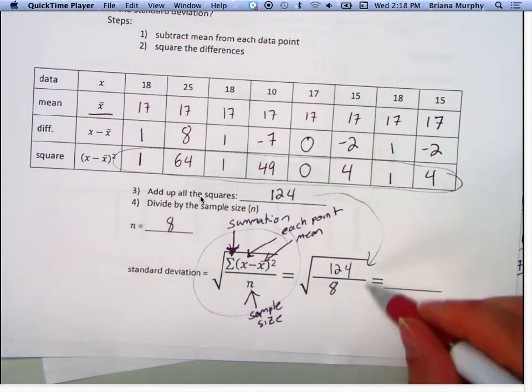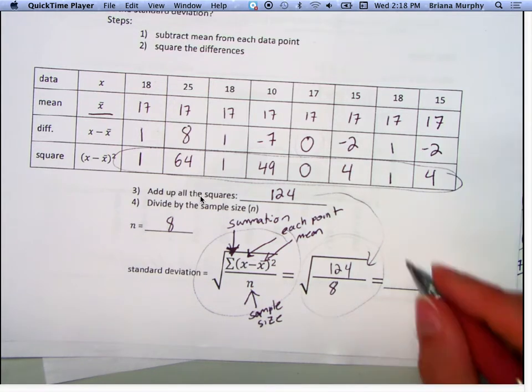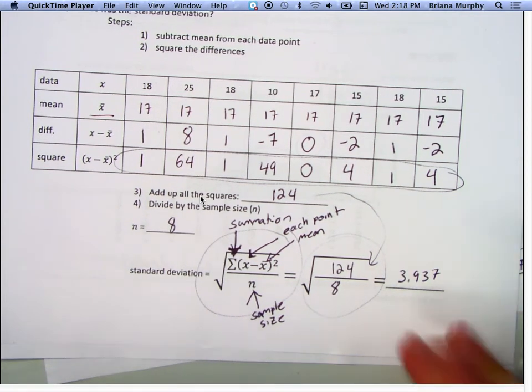So now we're just putting this in the calculator. So now we're putting in the calculator the square root. You can make your fraction by hitting Control Divide, put 124, and put 8 on the bottom. And I get 3.937. What can I round that up to?